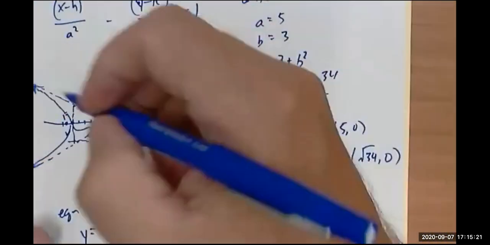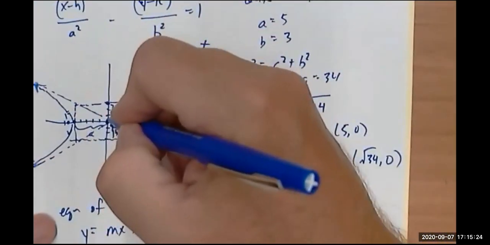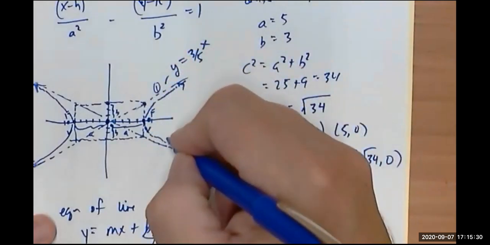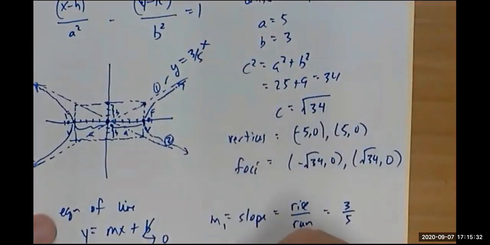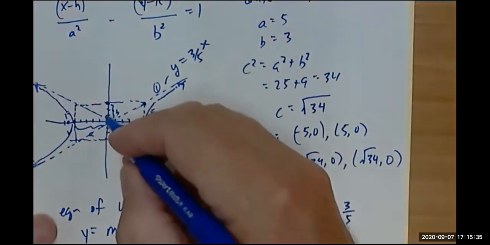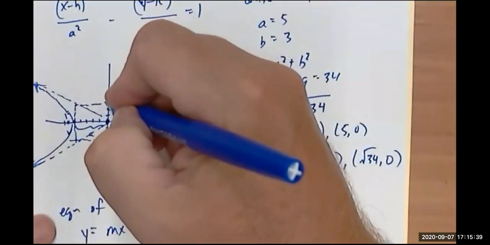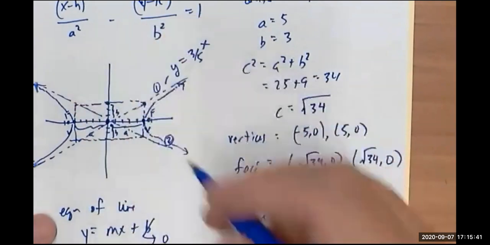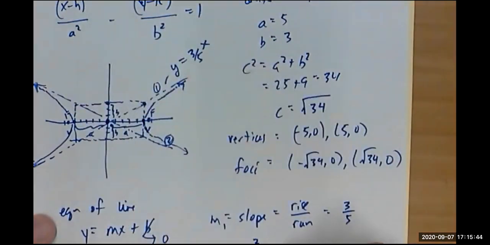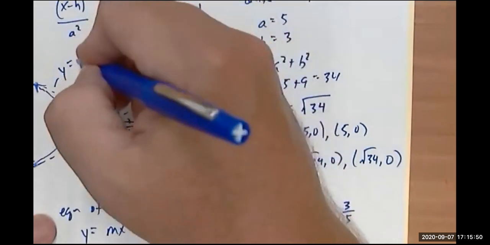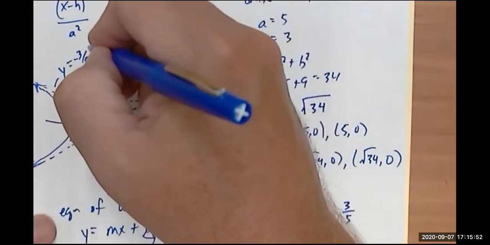Now, if you do this line, if you start here and go to here, the rise, I'll call this M1 for line 1. I'll call this line 2. The slope of line 2, the rise is 3 once again. But now the run, since we're going in the negative x direction, the run is actually negative 5. So the slope is negative 3/5. So the second line is negative 3/5 x.